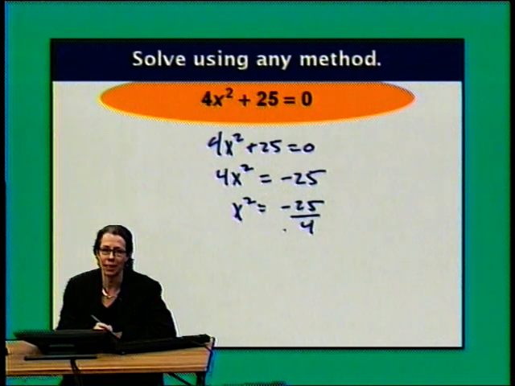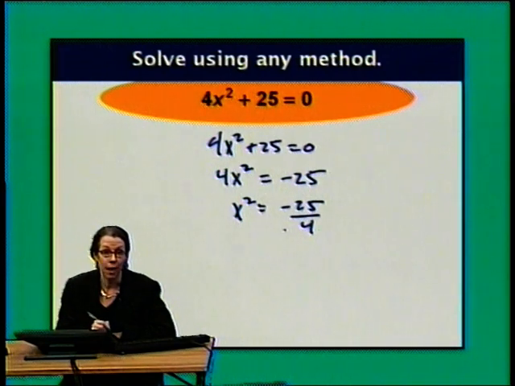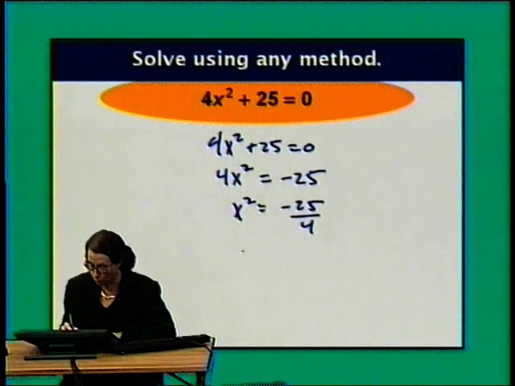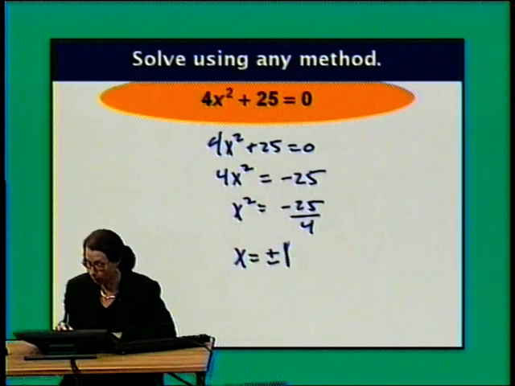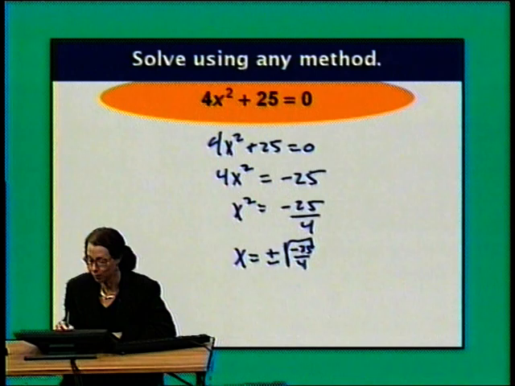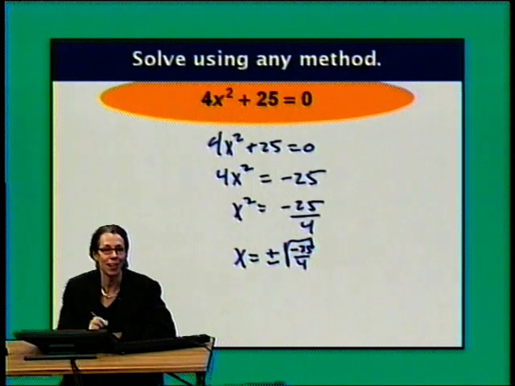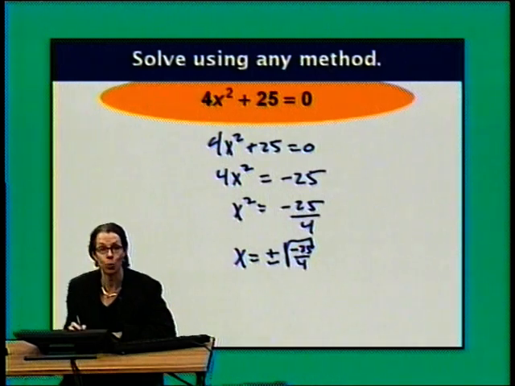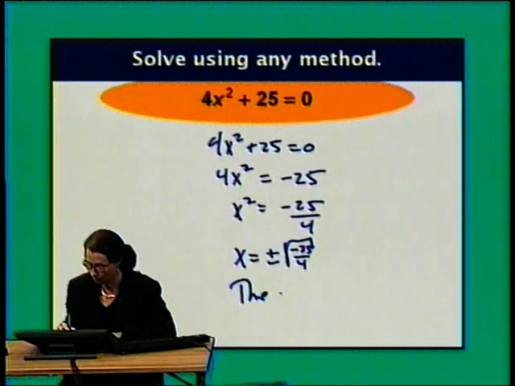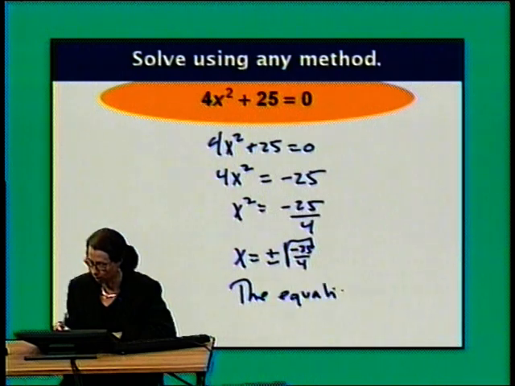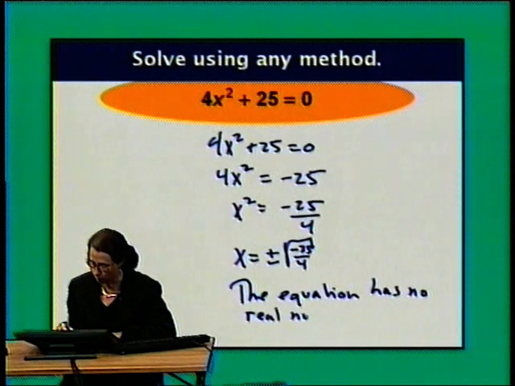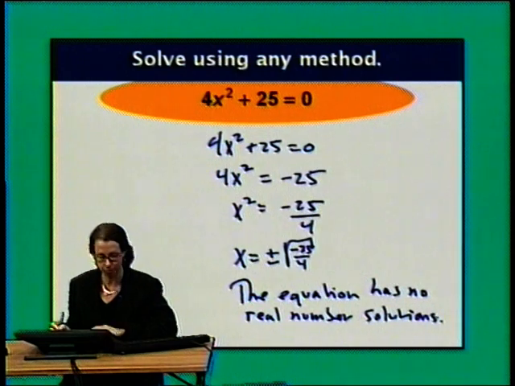And I confirm that indeed I do have a negative number on the right, and if I apply the square root property, I'm going to be attempting to take the square root of a negative number. And I can't do that when I'm working with real numbers. So this is a quadratic equation that has no real number solution. So the equation has no real number solutions. So that ends lesson 14.